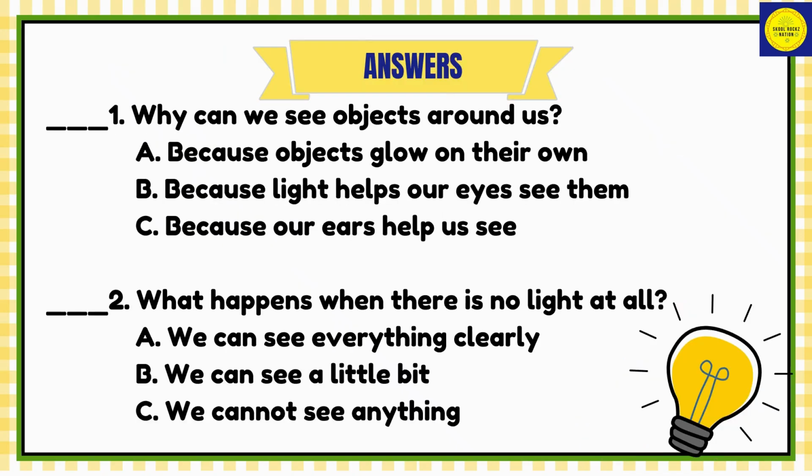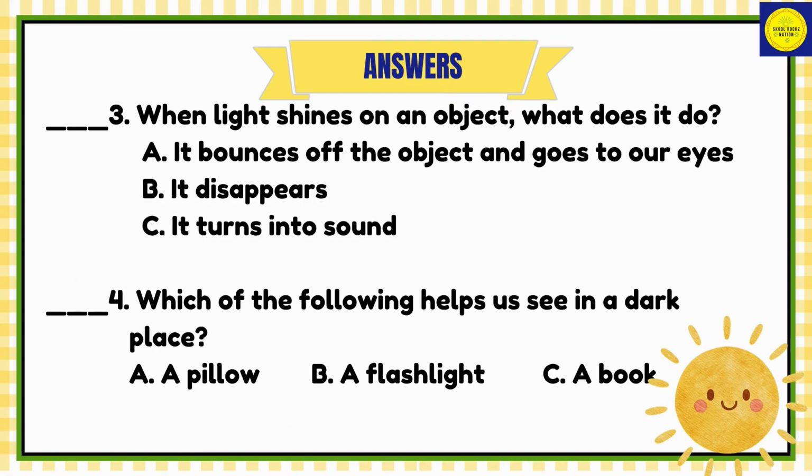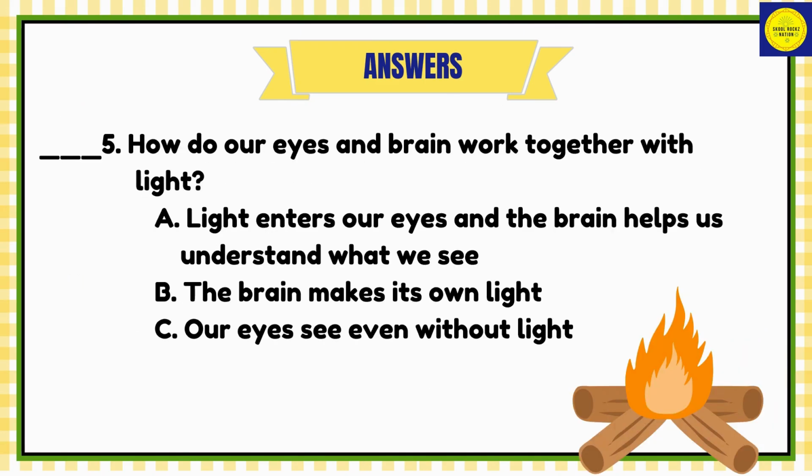Here are the answers. 1. Why can we see objects around us? B. Number 2. What happens when there is no light at all? B. Number 3. When light shines on an object, what does it do? A. 4. Which of the following helps us see in a dark place? B. 5. How do our eyes and brain work together with light? A.